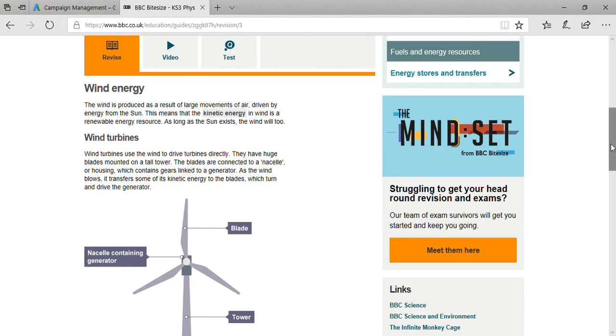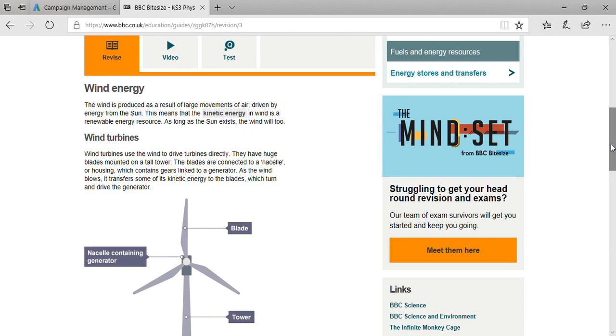And as usual, you know that wind is the result of the movement of air from one place to another place, and it is also driven by the energy from the sun. What does it mean? It means that kinetic energy in wind is a renewable energy resource, okay? As long as the sun exists, the wind will also be. Clear? Next is your wind turbine.